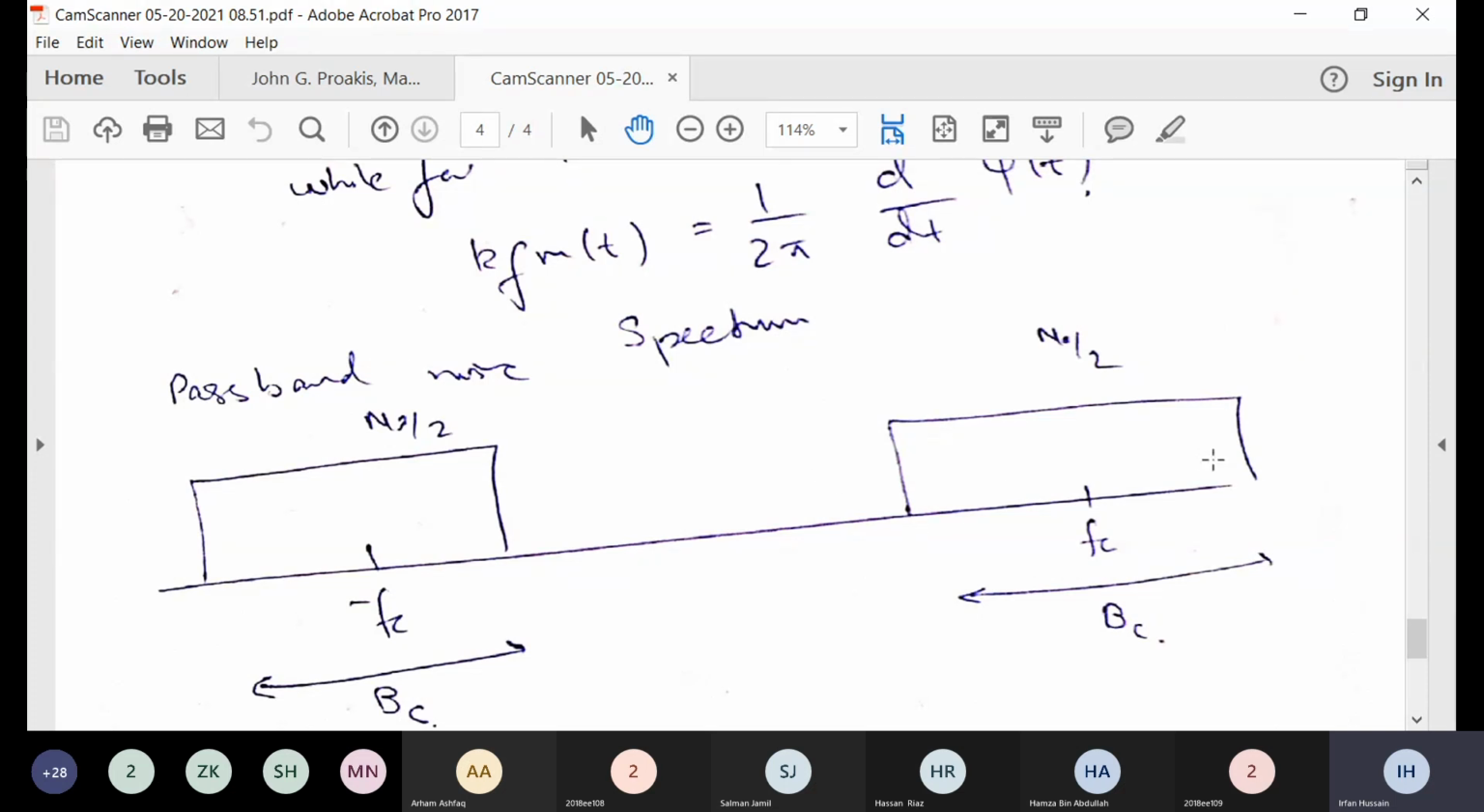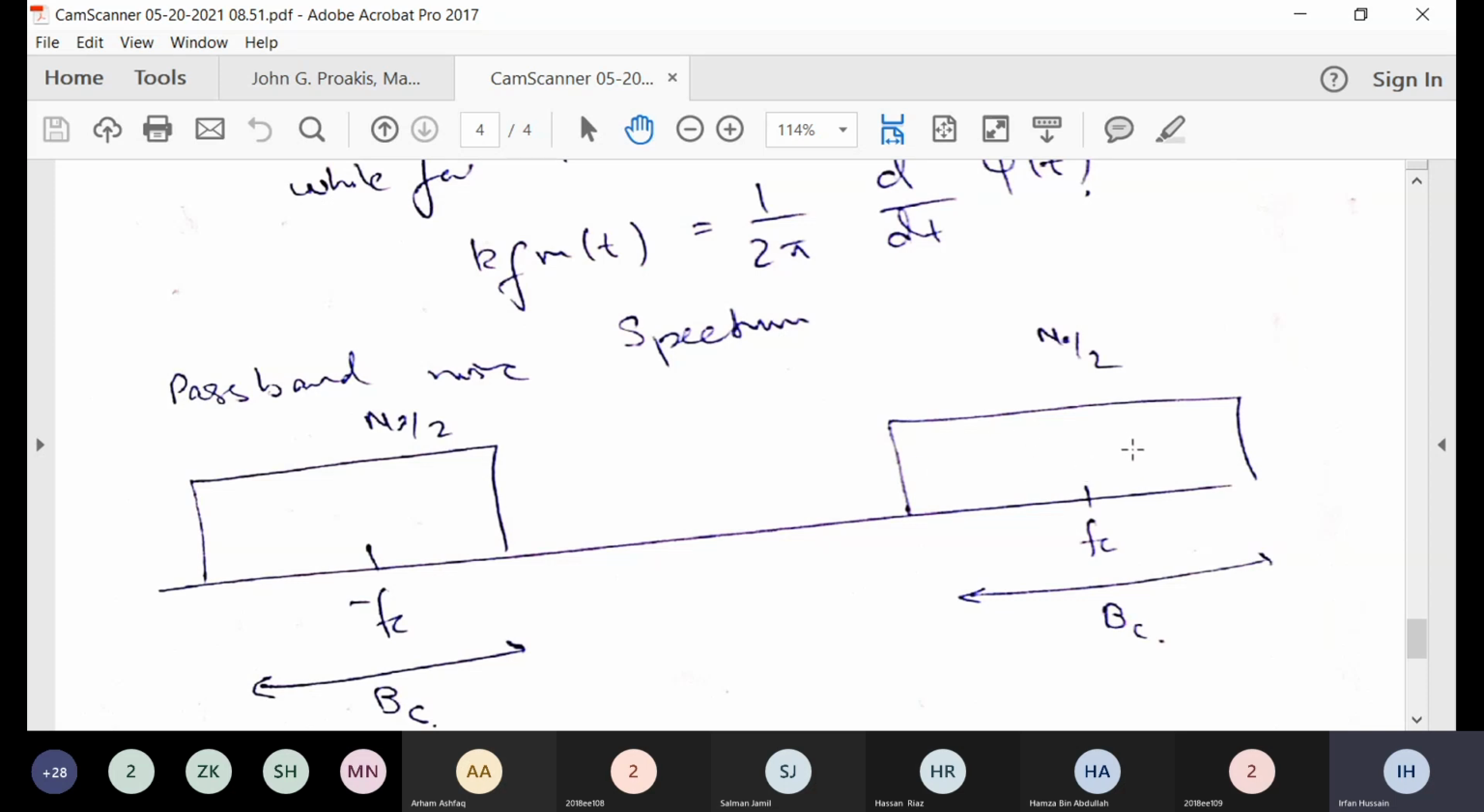We have also seen in chapter 4 that the bandwidth of an FM signal is much greater as compared to the bandwidth of an AM signal. In an AM signal, you have W or 2W, but here it could be 12W or 8W, a very large bandwidth. So FM signals have large bandwidth as compared to AM signals.